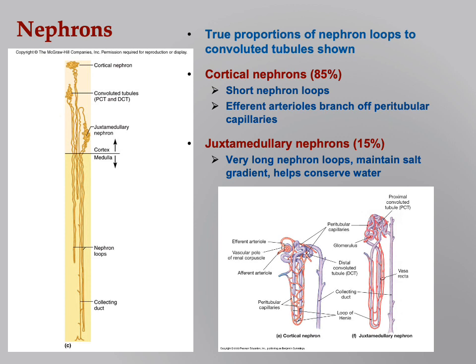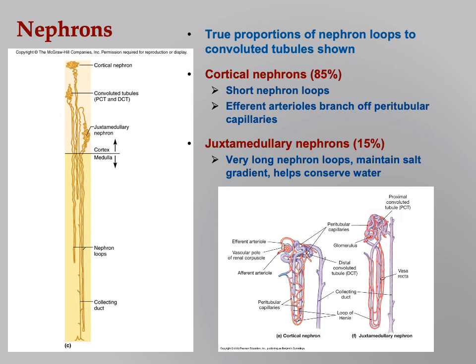Juxta means next to, medullary, the medulla, so it's next to the medulla. So do you get it? See, it's really easy. Cortical nephrons are way up high in the cortex. Juxtamedullary are next to the medulla, so it's easy to spot them, all right? Cortical nephrons are 85% of all your nephrons. Short nephron loops, efferent arterioles, peritubulars, that's right, because they're way up high.